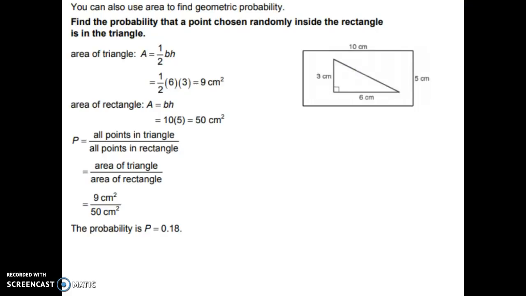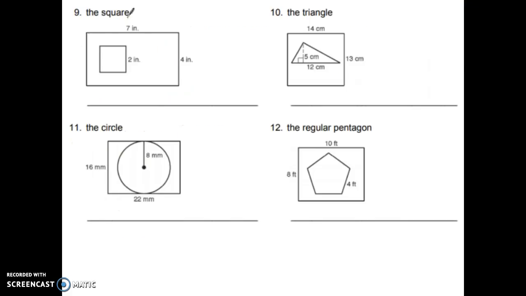But let's do another one of these examples. Let's do this one. So here it's asking us to find the probability that a point chosen randomly inside the rectangle is in each shape, rounded to the nearest 100. So here I'm going to need two things. I'm going to need the area of my rectangle. Reminder, that is just length times width. But I'm also going to need the area of my square.